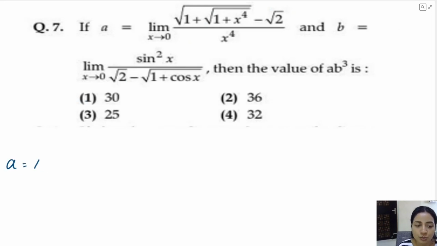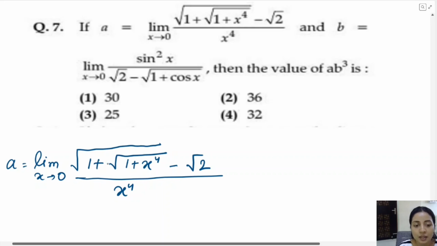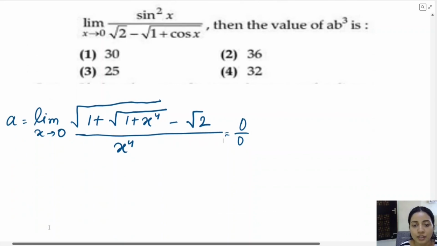A is equal to limit x tends to 0 of under root 1 plus, again one more root is there, root of 1 plus x to the power 4, minus root 2, over x to the power 4. Now if we substitute x as 0 directly, let's see what is happening. If we substitute x as 0, we are getting 0 by 0, which is an indeterminate form. So we will use another approach. Let's see what we can do.